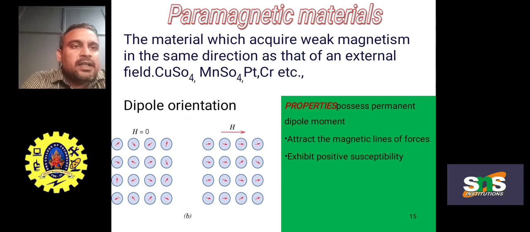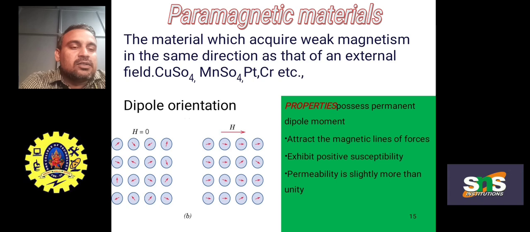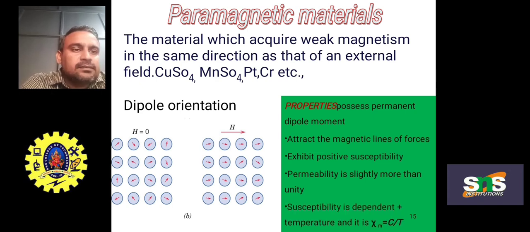Then the properties of paramagnetic materials: they possess a permanent dipole moment, attract the magnetic lines of force, and exhibit positive susceptibility, which is a very important property. In diamagnetism, that is negative susceptibility; in paramagnetism, it is positive susceptibility. Permeability is slightly higher than 1. Then the susceptibility of the material, χ equal to C by T, that is, C equal to the Curie constant divided by T.